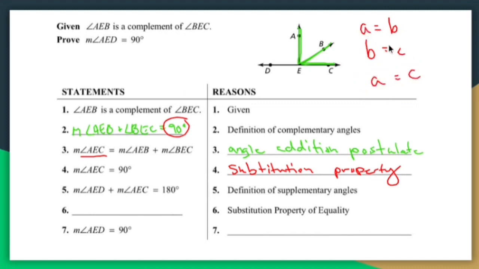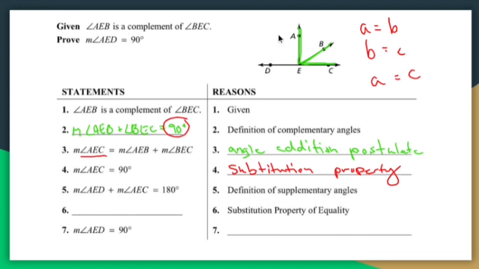Because if A is B and B is C, well then these guys are the same thing too. So 90 equals ABBEC. AEC equals ABBEC. So since AEC equals 90, that's because we just replaced that guy and that guy with each other. Okay, substitution property. Now we're down to the measure of angle AED plus the measure of angle AEC equals 180 degrees by the definition of supplementary angles.